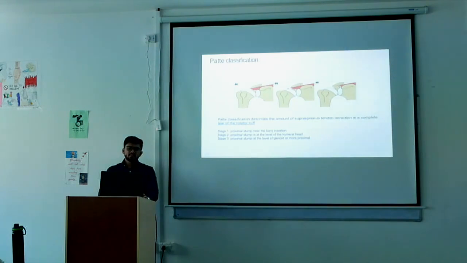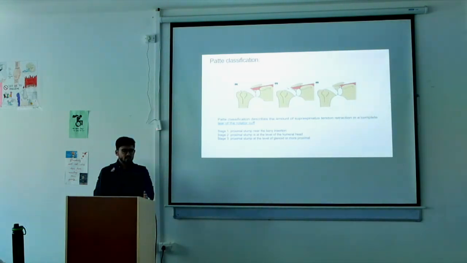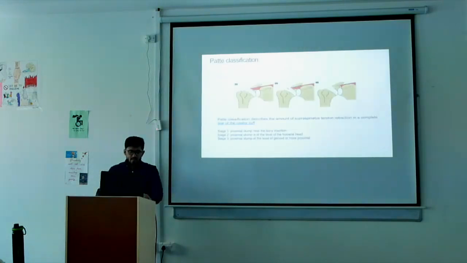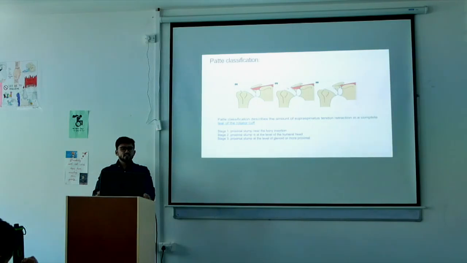The other one is the Patte classification. As we discussed earlier, the supraspinatus muscle attaches over the greater tuberosity. In this, we can see that the supraspinatus tendon retraction is seen. It is classified into 3 stages. The first one is basically the proximal stump is retracted near the bony insertion itself. In the second one, the proximal stump is at the level of the humeral head, and in the third one, the proximal stump is at the level of the glenoid, or more proximal to it.